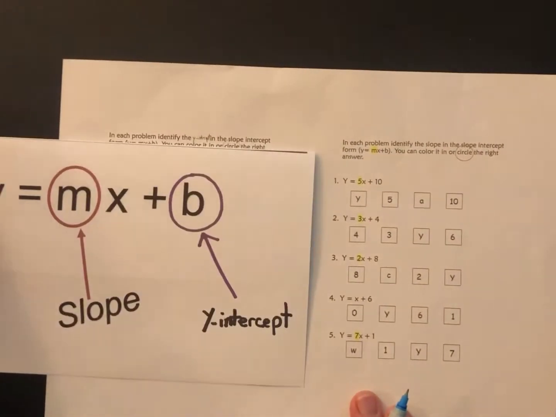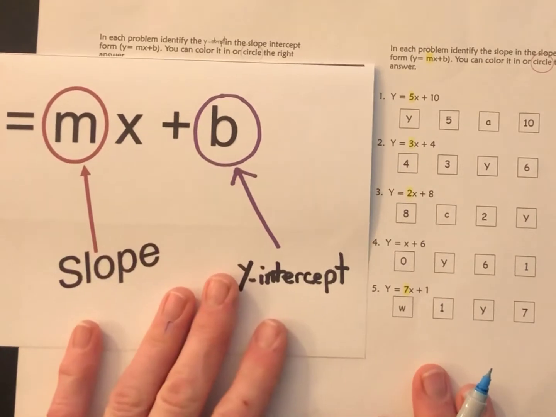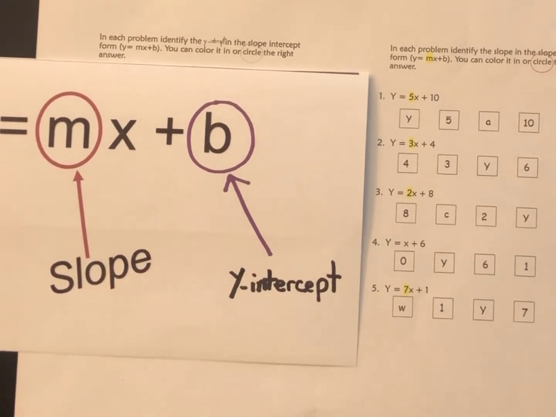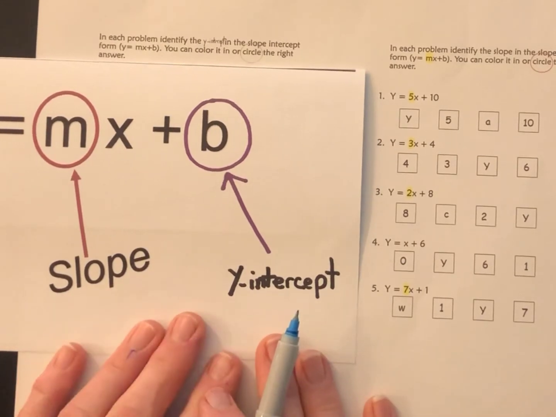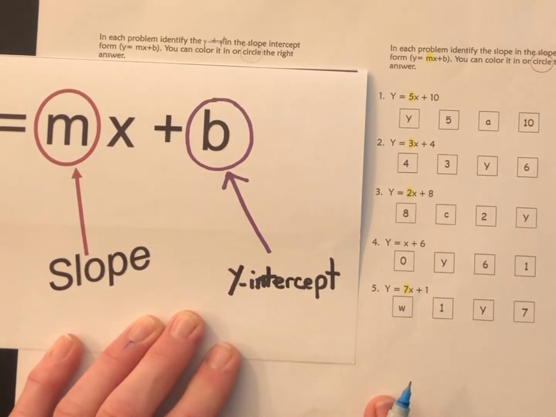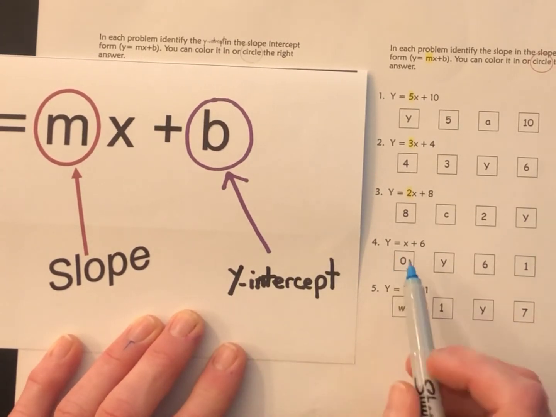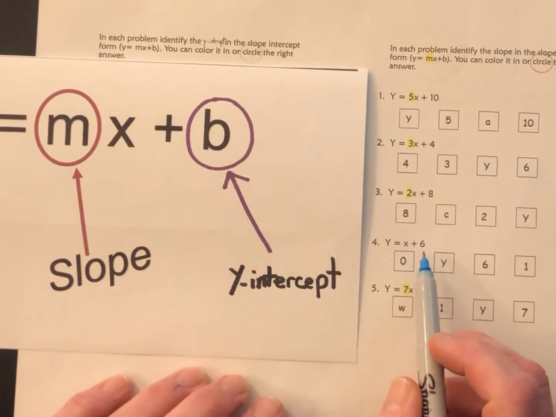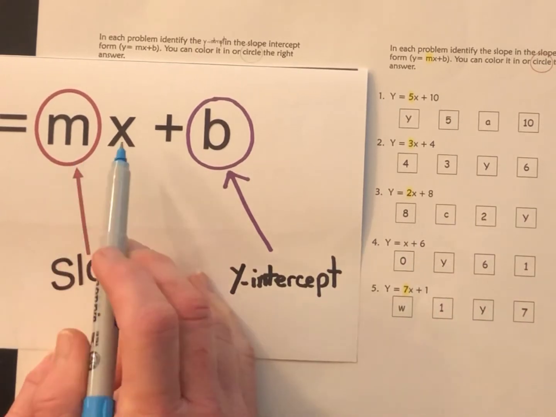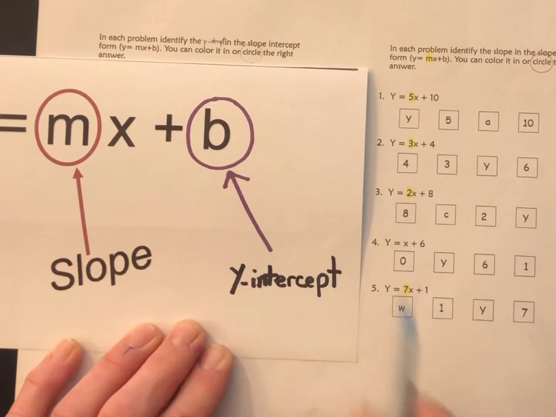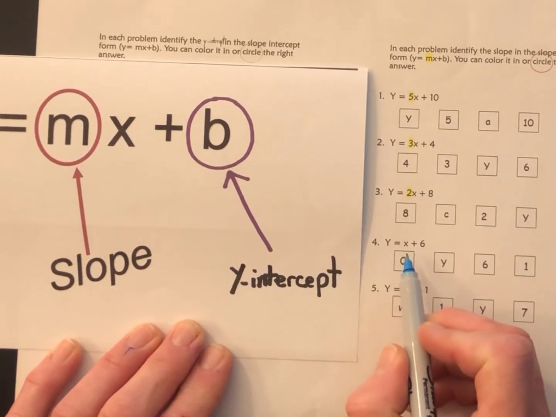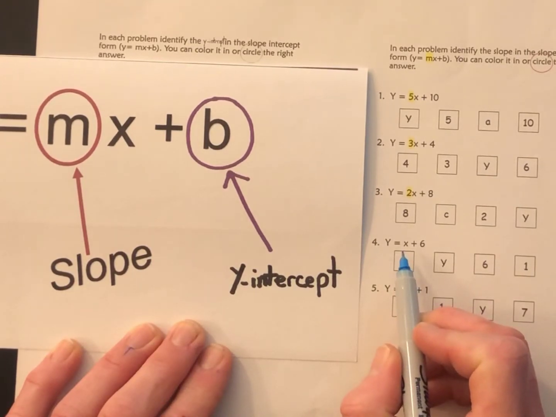Now, on this side, you are to circle the slope. I feel like you can do this, but there might be one you'd be unsure about. So let's just skip straight down to number 4. Y equals x plus 6. The slope is that value that comes right before the x. And as you can see, there's not a number in front of the x.